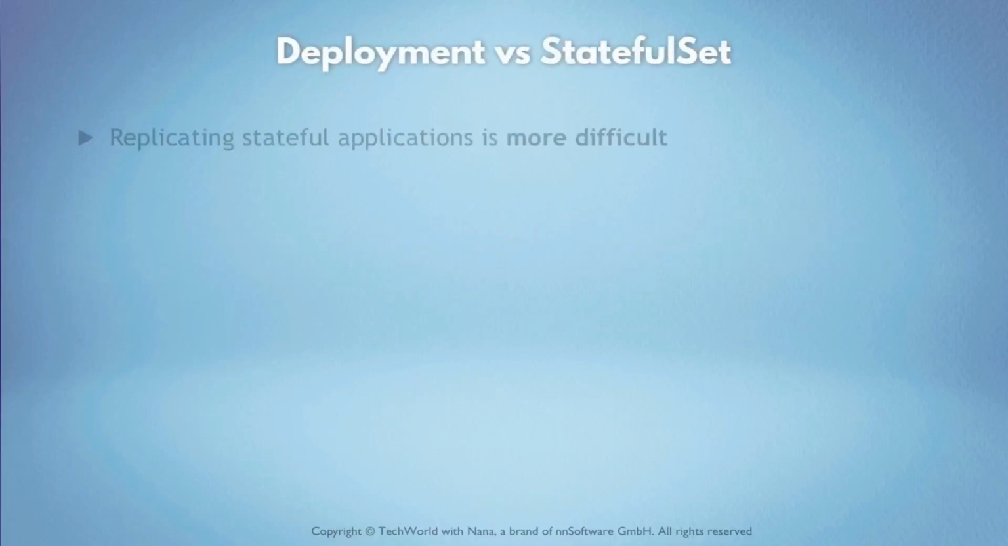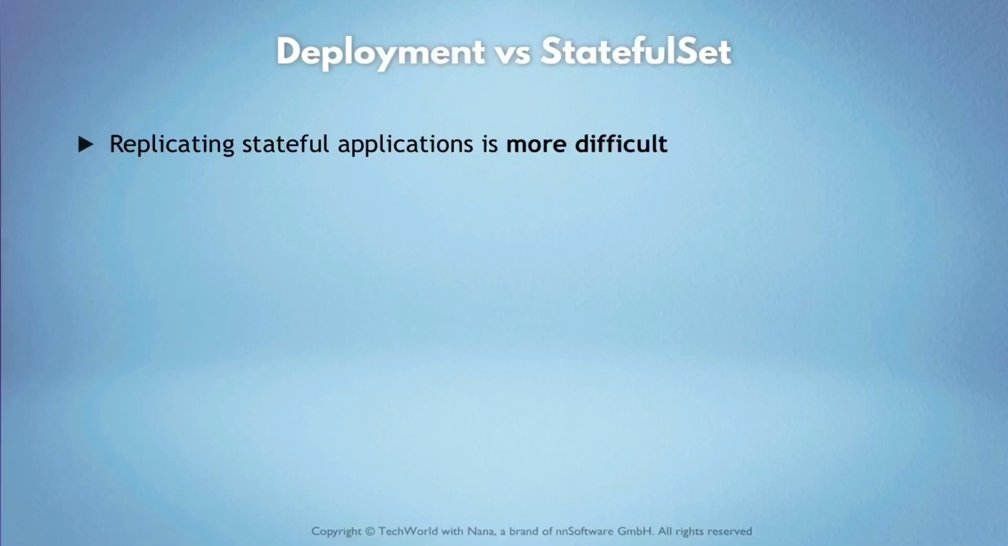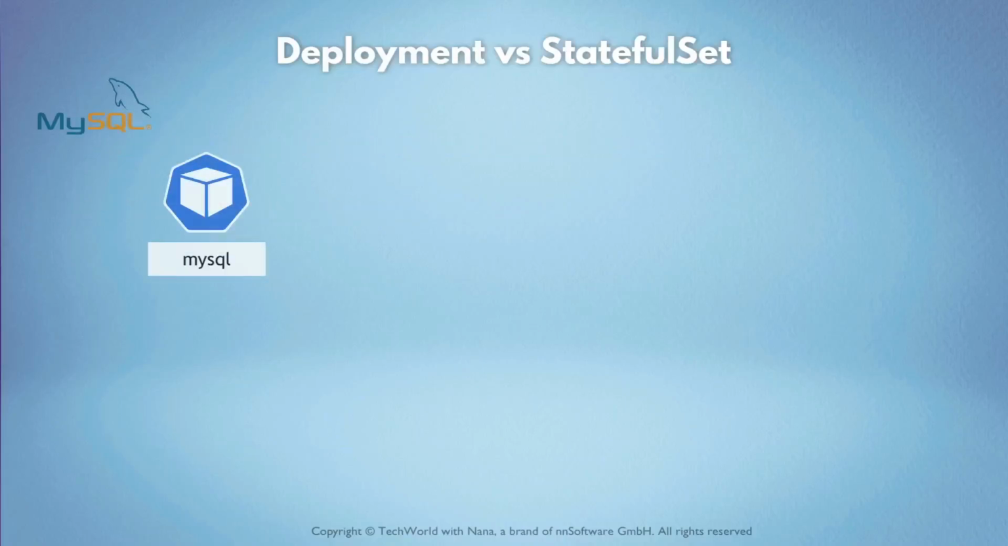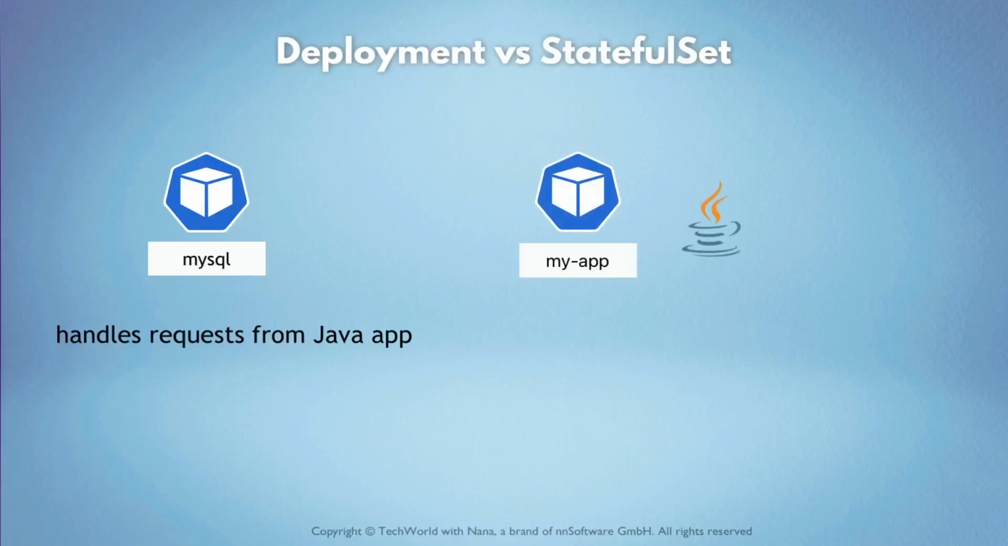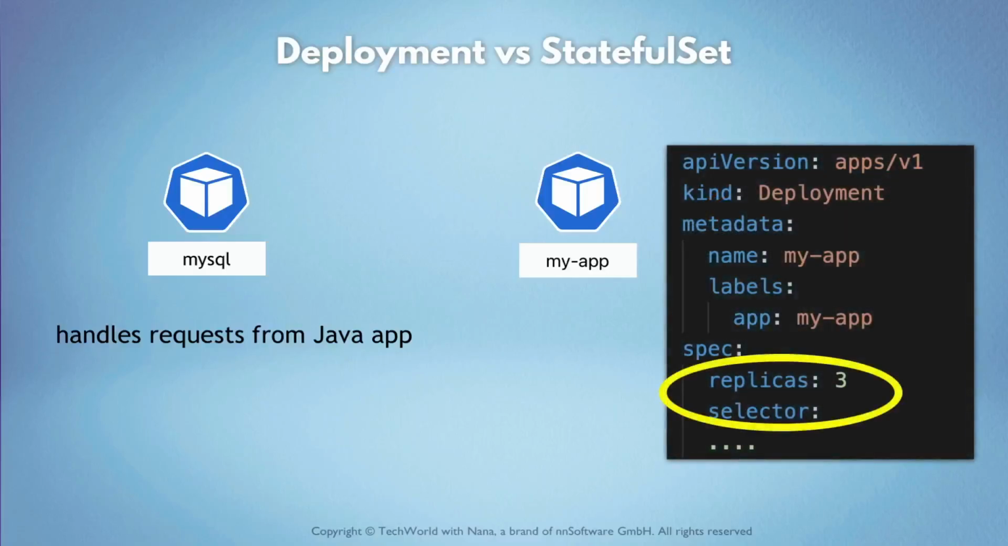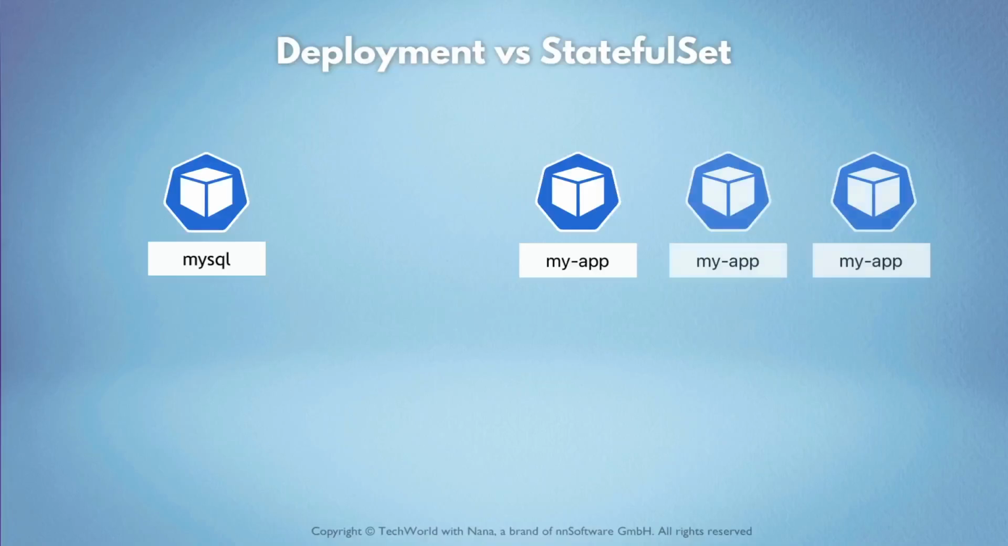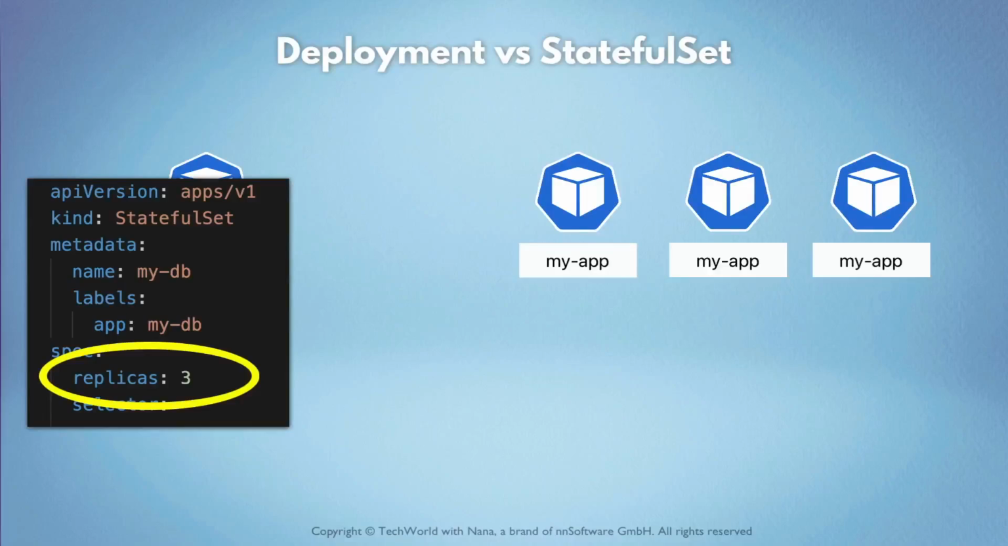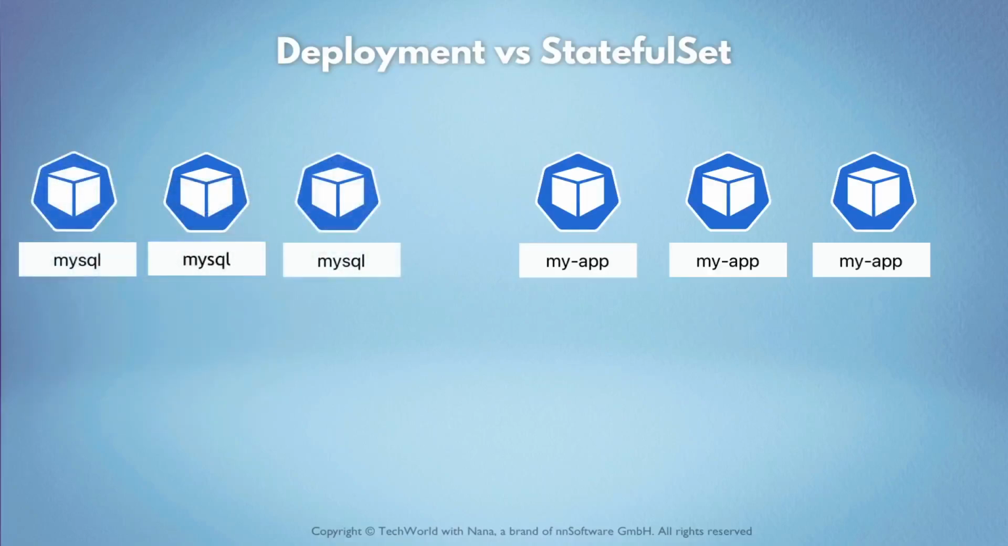Now, replicating a stateful application is more difficult and has a couple of requirements that stateless applications do not have. So let's look at this first with the example of a MySQL database. Let's say you have one MySQL database pod that handles requests from a Java application, which is deployed using a deployment component. And let's say you scale the Java application to 3 pods so they can handle more client requests. In parallel, you want to scale the MySQL app so it can handle more Java requests as well.